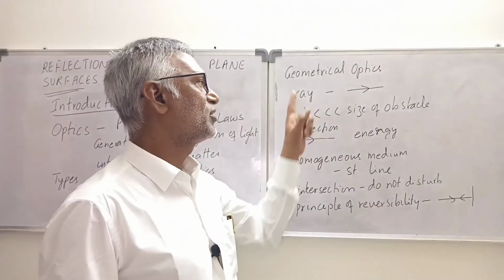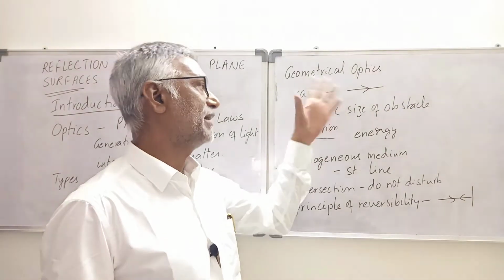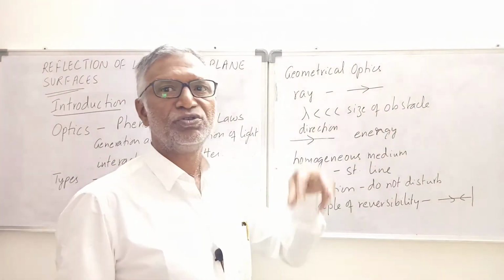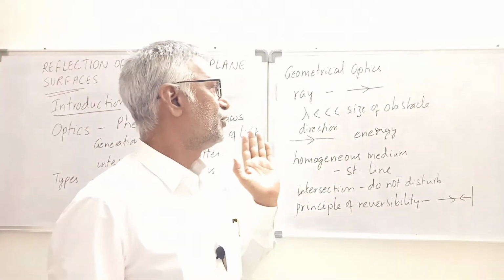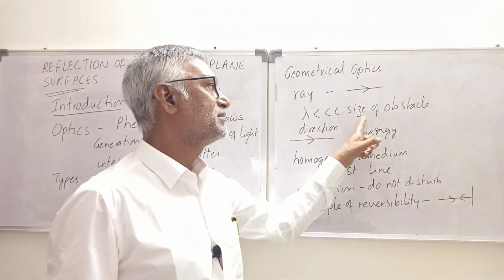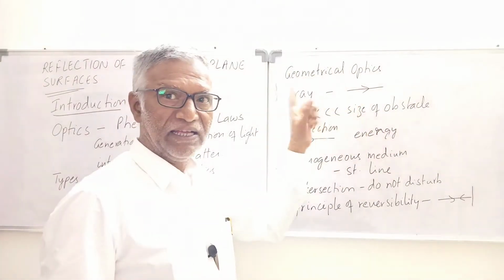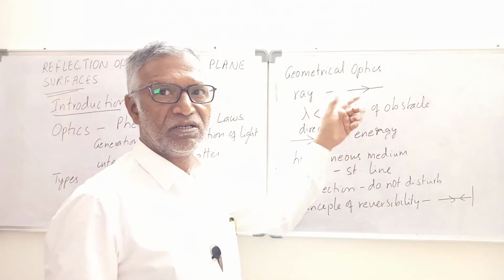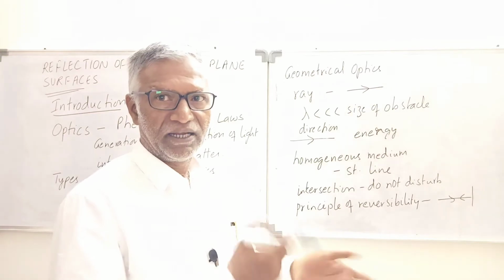But when we are dealing with the ray concept, we are assuming that the wavelength of the light is much less than the size of the obstacle or object which is going to obstruct the path of the light. So here the condition is that the wavelength of light is much less than the size of the obstacle, and we treat propagation of light as a ray with a direction. In geometry, a straight line means a straight line, while a ray means a directed straight line.